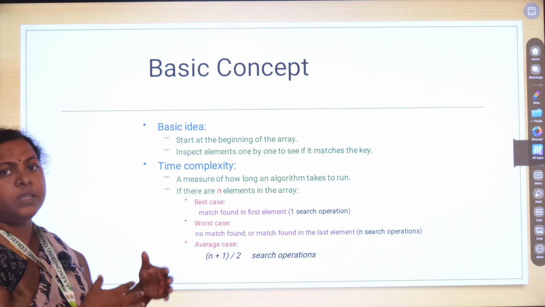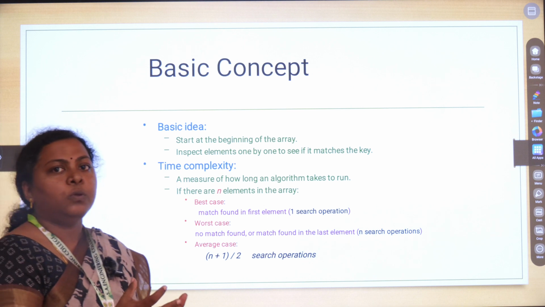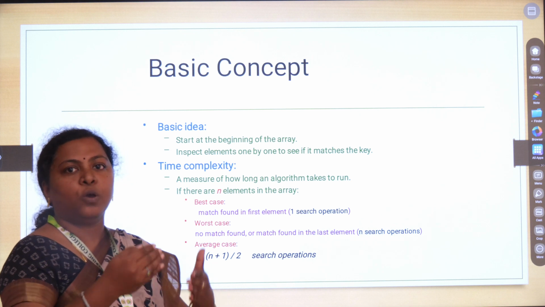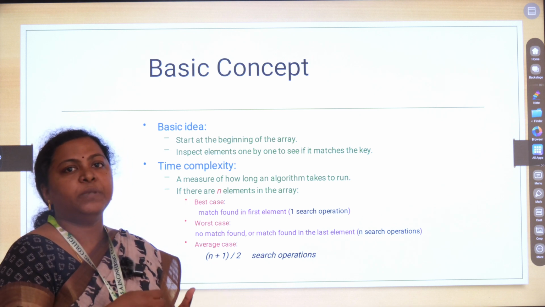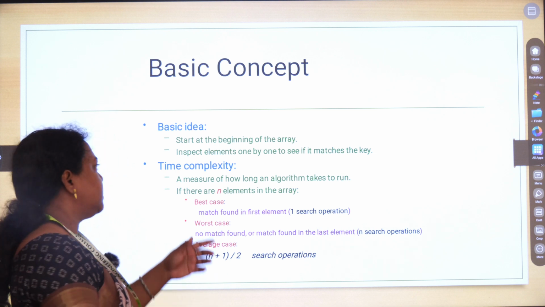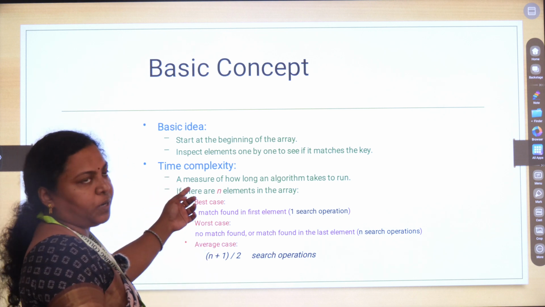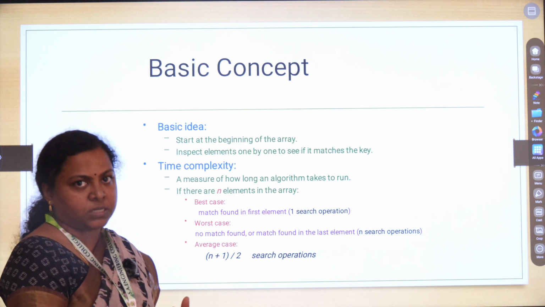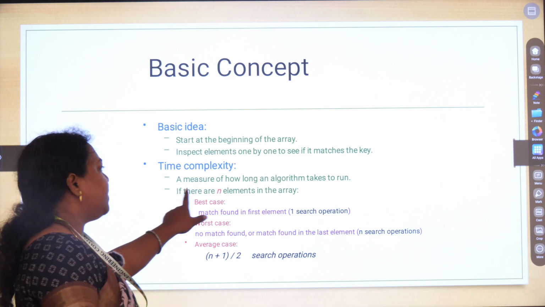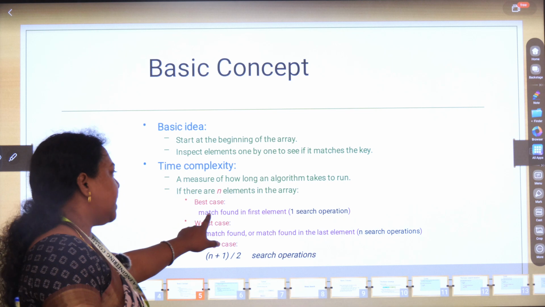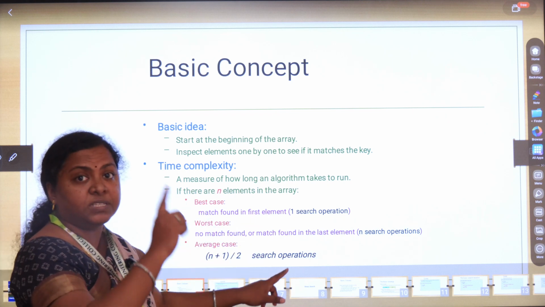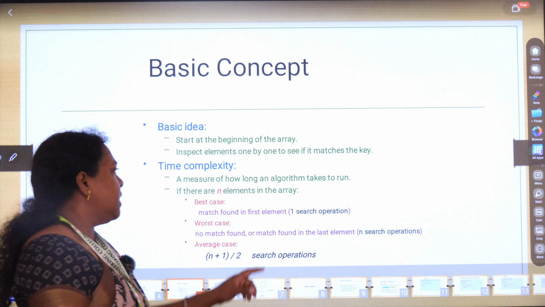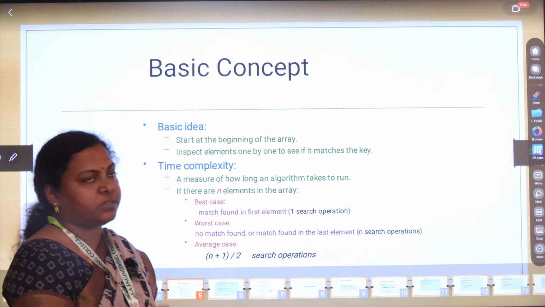Here, based on the time taken to meet the result, whether the first element or the fourth element or the fifth element, the time taken to find out the key is called the time complexity. Time complexity is nothing but how long the algorithm runs to find out the result. If there are n elements in an array, the best case is if the first element matches with the key, and then the time complexity will be 1.